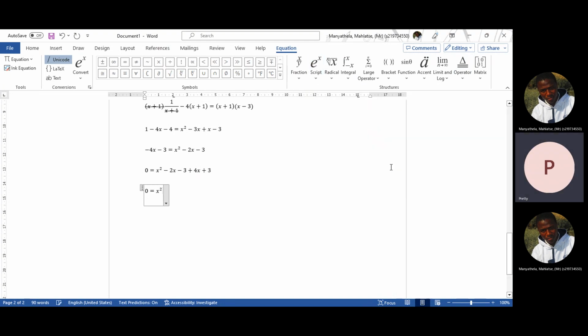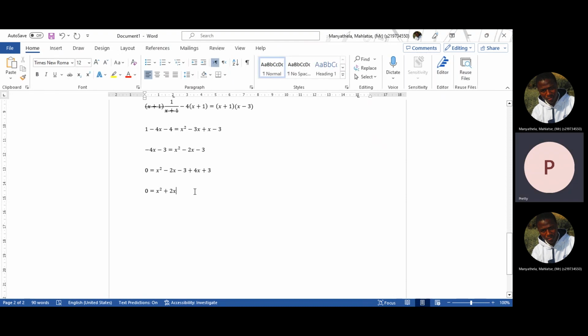Positive 2. You have positive 2 again. Plus 2. Okay. Then minus 3 plus 3, all added, okay. Minus 3 plus 3 is 0. Then you have x squared plus 2x again. Factorize.